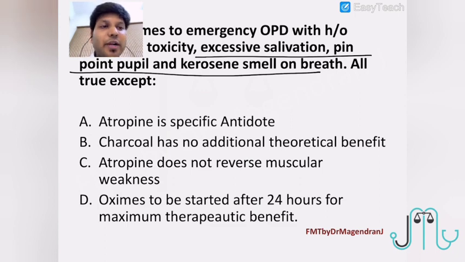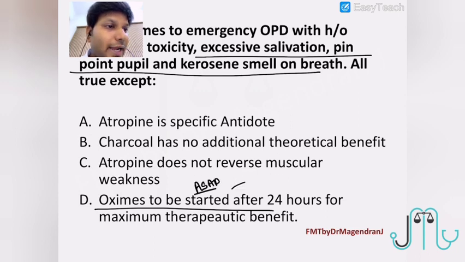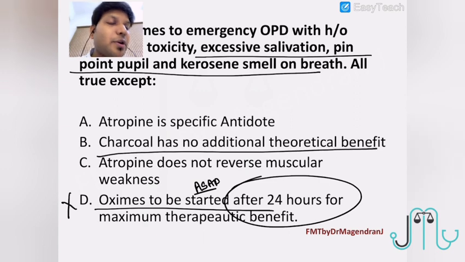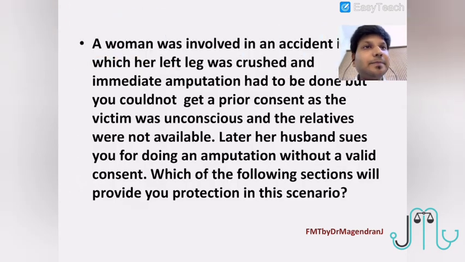Oximes to be started after 24 hours for the maximum therapeutic benefit. Just a few MCQs back, I was telling you that oximes have to be started before the aging of the enzyme, not after aging of the enzyme. Oximes have to be started as soon as possible, not after 24 hours. So this option would logically be wrong. It will be incorrect. Everything else is right. Charcoal has got no additional therapeutic benefit because charcoal does not adsorb OPC insecticide, charcoals are not indicated. Atropine does not reverse the muscular paralysis weakness. That is true. Nicotinic actions cannot be reversed with atropine.